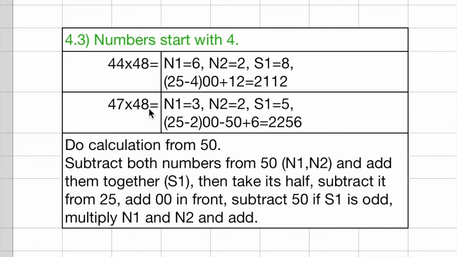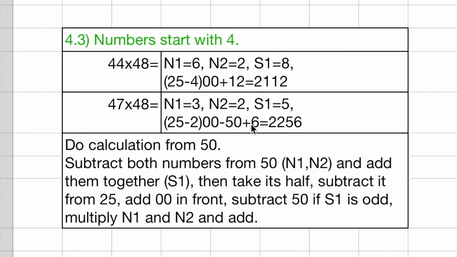47 times 48. So here n1 is 50 minus 47, which is 3. And n2 is 50 minus 48, which is 2. And S1 becomes n1 plus n2, so it is 5. We take half of it and it becomes 2.5. So we ignore the fractional part. So we take 2 and we subtract it from 25. And then we put 2 zeros. So it becomes 2300. And because we had thrown away the fractional part, we have to subtract 50 from here.